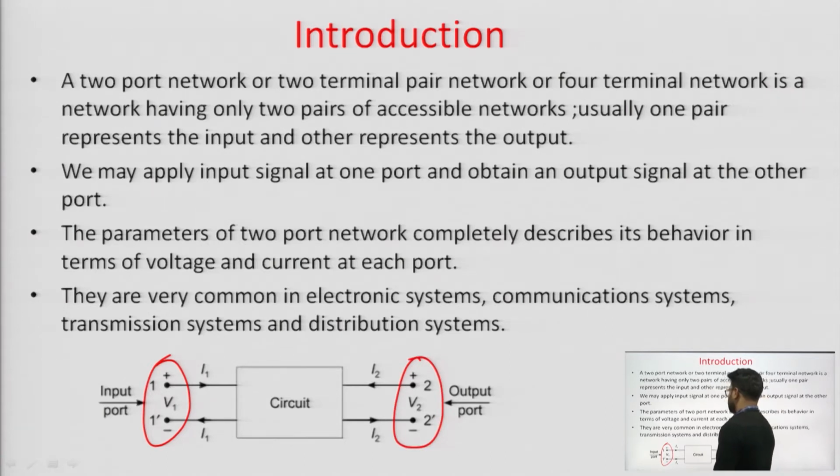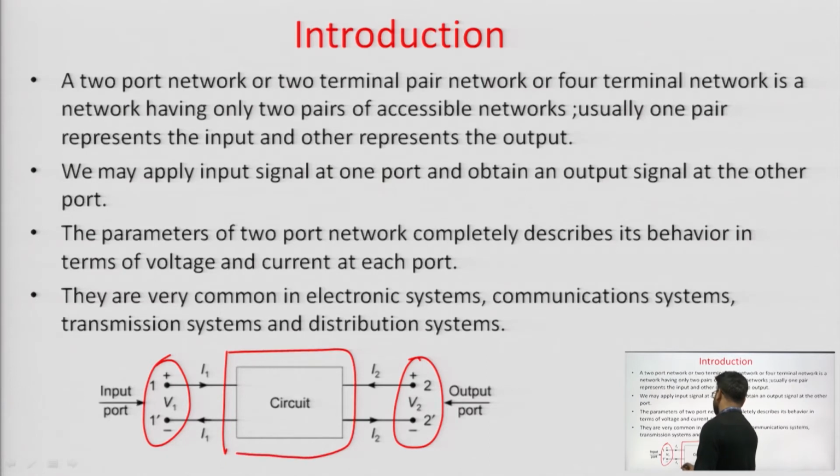So what we do in a two port system is apply an input signal at one port, whether at port 1 or port 2, and obtain our output signal at the other port. So we apply our supply at one port and find out the response at the other port. We obtain the parameters of these two ports by studying the circuit.